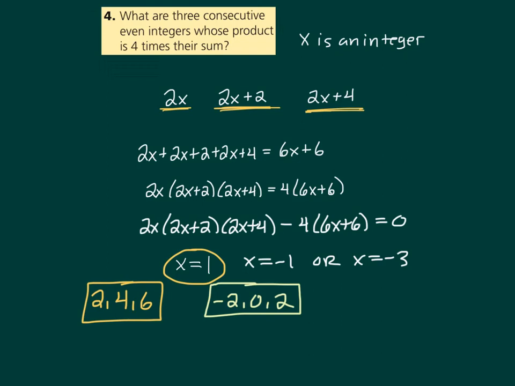The last one, if I plug in -3, I get -6, -4, -2. The product is -48. The sum is -12. So the product is 4 times the sum. 4 times -12 is -48. So we have three different things that we could have here. And so if this is all we have in the question, we don't know which of the three to pick. So we say any of these work.